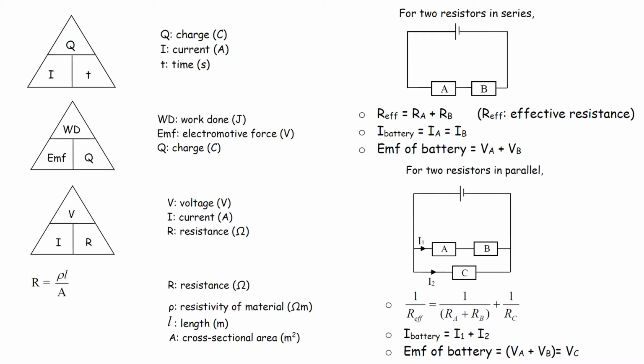Current splits in a parallel circuit. So the current that comes out from the battery is I1 plus I2. Potential difference across parallel branches of a parallel circuit is the same. Therefore, the EMF of the battery is the potential difference across resistor C. But it is also the same as the potential difference across resistors A and B, VA plus VB. Why is it VA plus VB? Because as mentioned earlier, A and B are connected in series, and in a series circuit, the resistors share the potential difference.